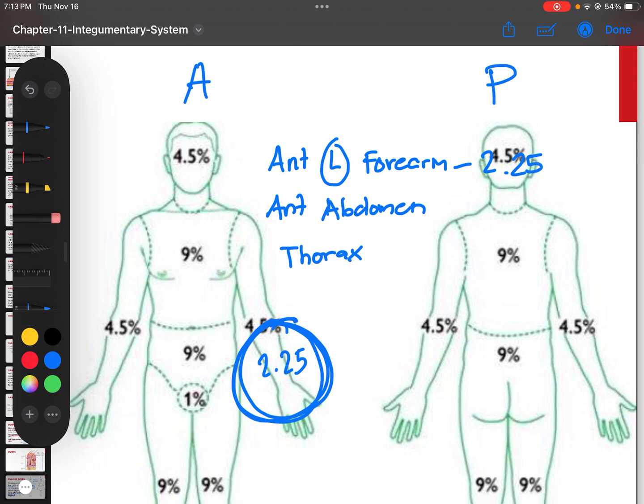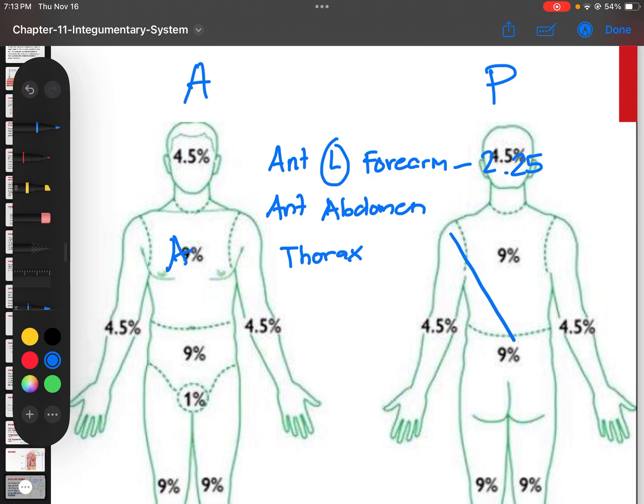Next, we are gonna compute for the anterior abdomen. Now, class, this is the anterior thorax. We're not gonna include the posterior. This is the anterior thorax. This is the anterior abdomen. As you can see, it is already 9%, so we're just gonna put 9%. Now, class, next is thorax.